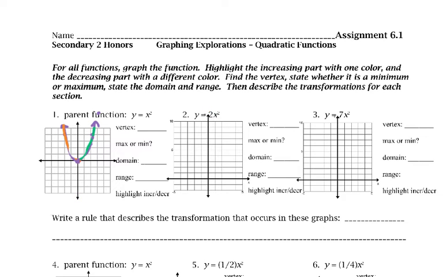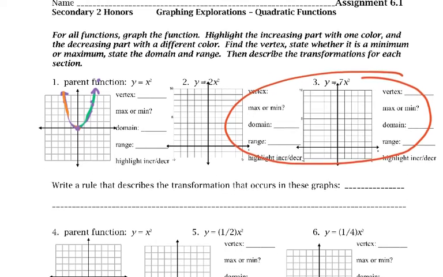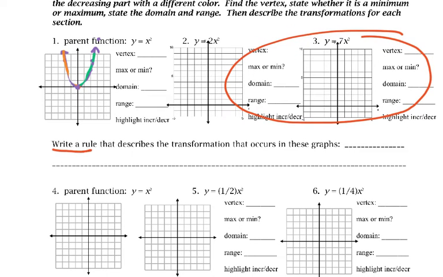So we're going to be talking a lot in this unit about the graphs of quadratics and how it's affected by different numbers. So as you go through this assignment, you're answering all of these questions. You're graphing all of the graphs. You are then going to write a rule. So what do you think the rule is then if we have a number there? What does that do to the graph?